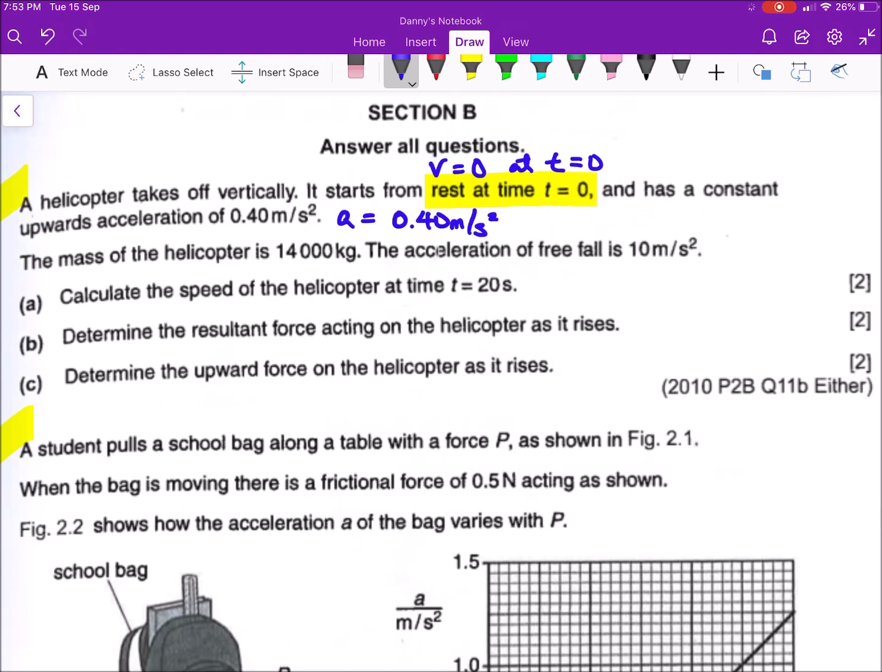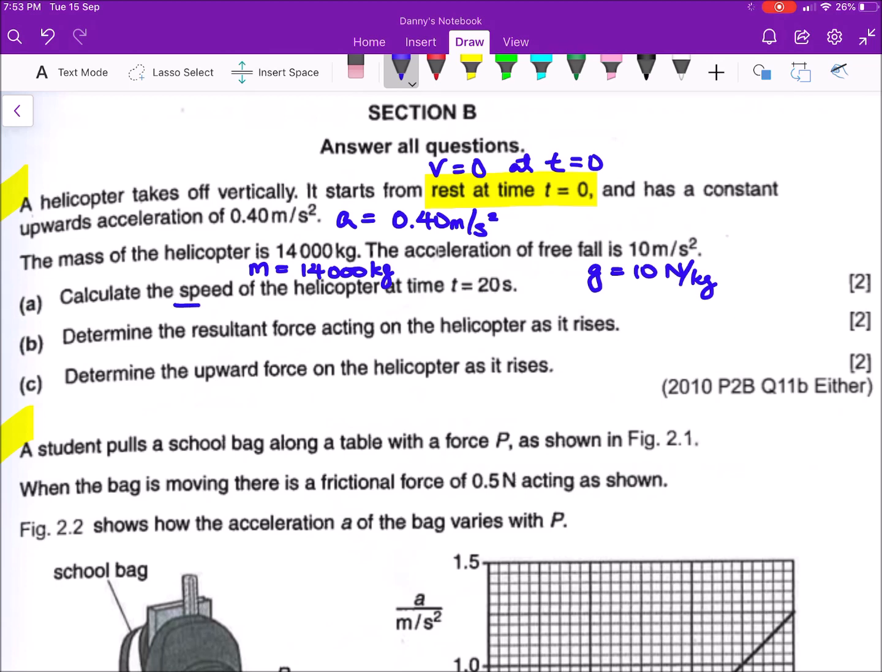You are given the mass. So I know my mass is 14000 kg. This acceleration of g of free fall is basically telling you that your g is actually 10. Please do not confuse this acceleration of free fall with this acceleration. They are different. This acceleration is basically telling you what is g, in case you need to find the weight.